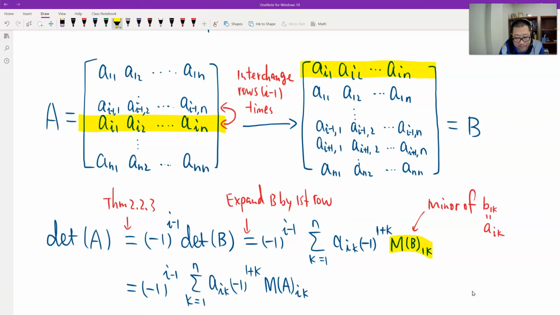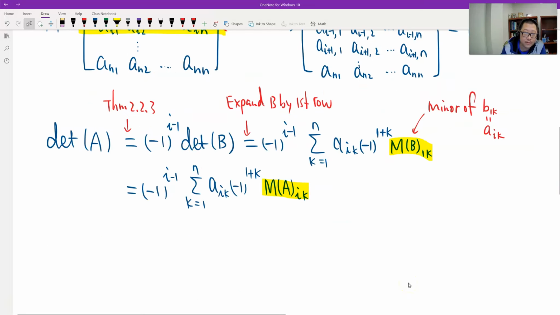Does that make sense? Think about this, the super important part. This is the matrix A. This one is the minor of matrix A. Or is this? Let me see. This is the minor of A at i, k in the matrix A. They are the same because, imagine, the same row is cut and then the same column is cut, so what is left is exactly the same. If it's the same, okay.